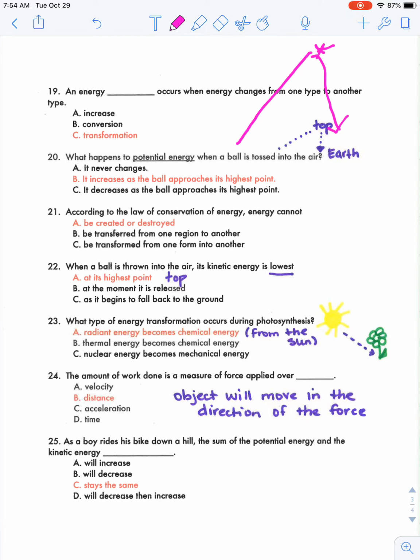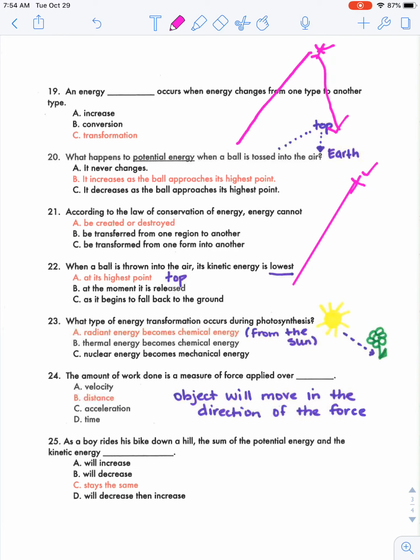According to the law of conservation of energy, energy cannot be created or destroyed. It can be transferred from one region to another, and it can be transformed from one form to another, but it can't be created or destroyed. When a ball is thrown into the air, its kinetic energy is lowest at the top. So once again, as our gravitational potential energy increases, our kinetic energy decreases. When the gravitational potential energy is at its highest, its kinetic energy is at its lowest, up here at the top.